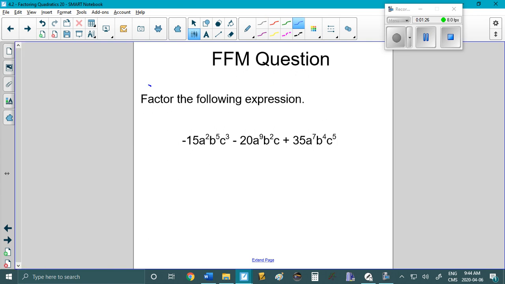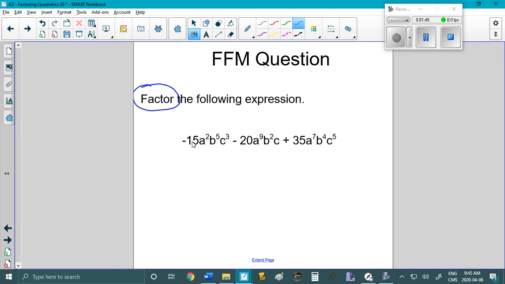Remember, factoring, that's the name of the unit, so it's a pretty important term to know. It basically means put this stuff into brackets, and so far for us it means to take whatever we can out of all three of these terms and bring it out front. So first I'm going to look at the numbers. I've got negative 15, negative 20, and 35. So we're going to look at the number. I'll ignore the signs just for a second.